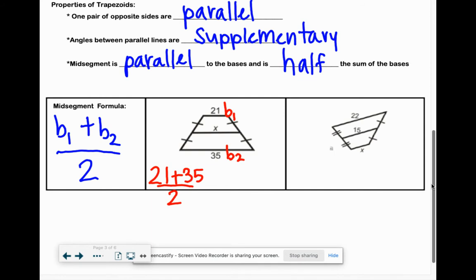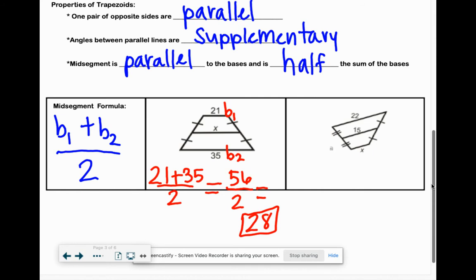Does anyone need a calculator? No? All right. So what is 21 plus 35? 56. And then we're going to divide it by 2. Okay. Bingo. 28. So if you're looking for the mid-segment, the formula is really nice and easy to use.